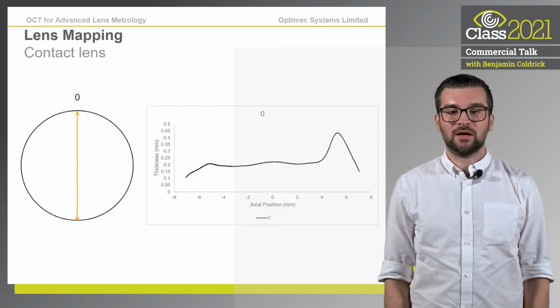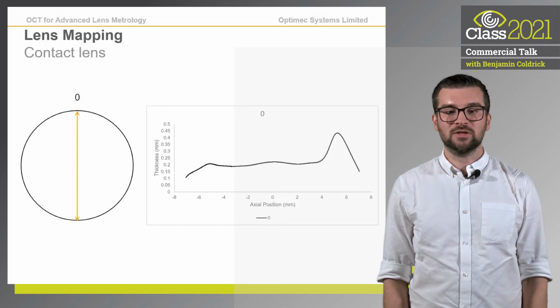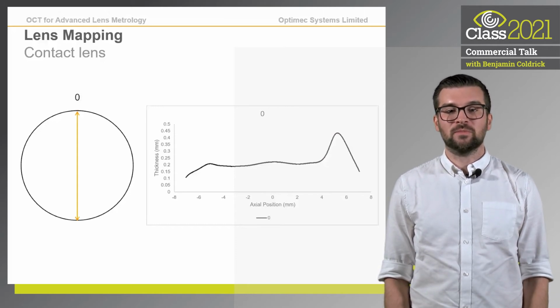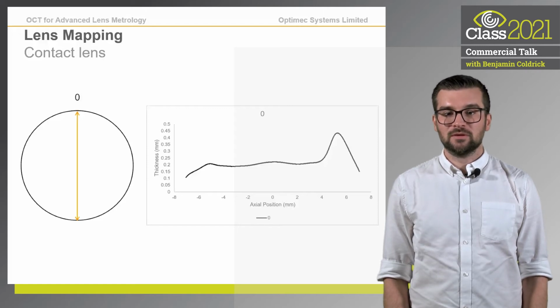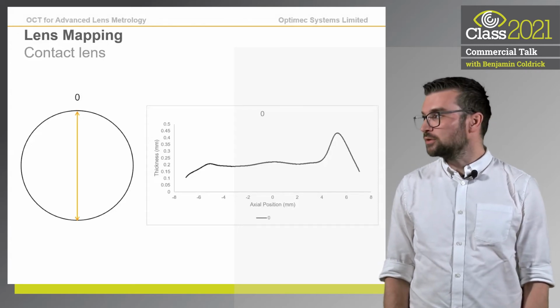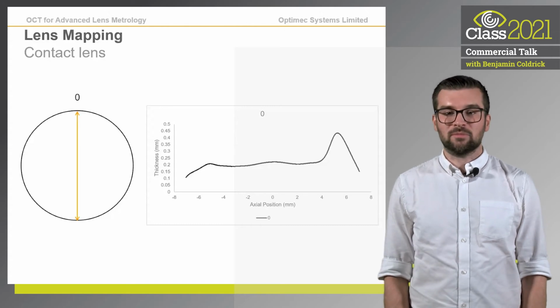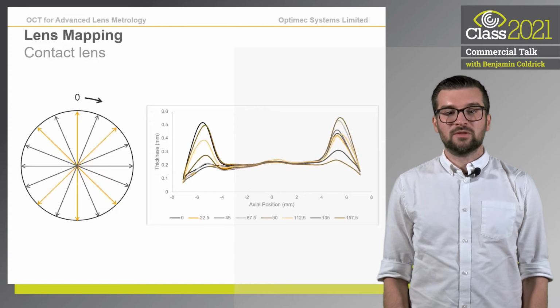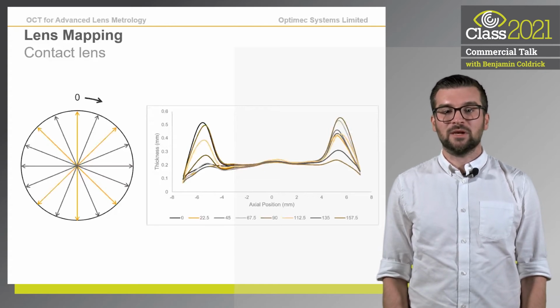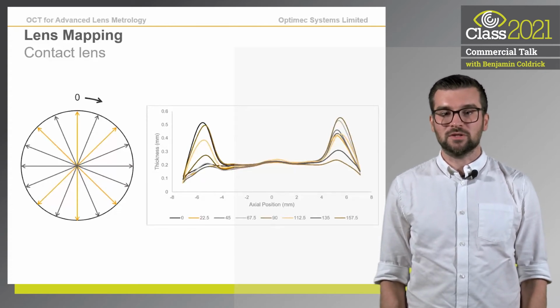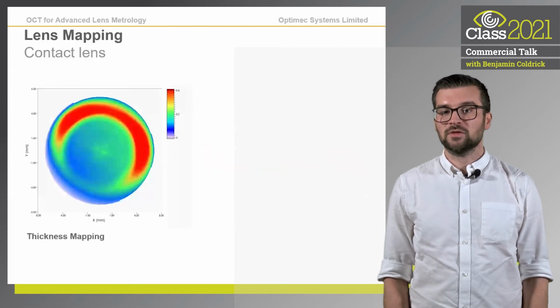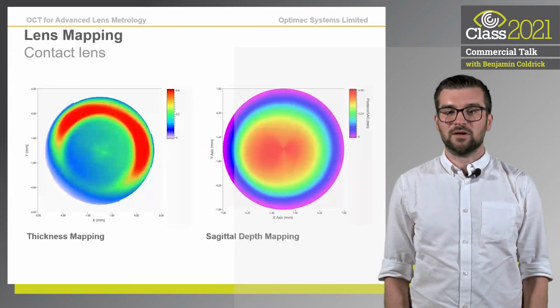As OCT allows multiple meridians of a lens to be measured, the IS830 can also build a 3D map of sample data. For each meridian, data such as thickness, as shown here, or sagittal depth is captured. With additional meridians captured, these can be combined to allow the full lens to be visualized and measured, as shown here for thickness and sagittal depth.